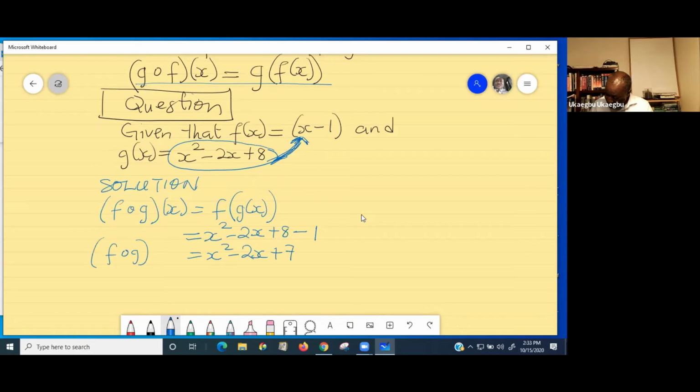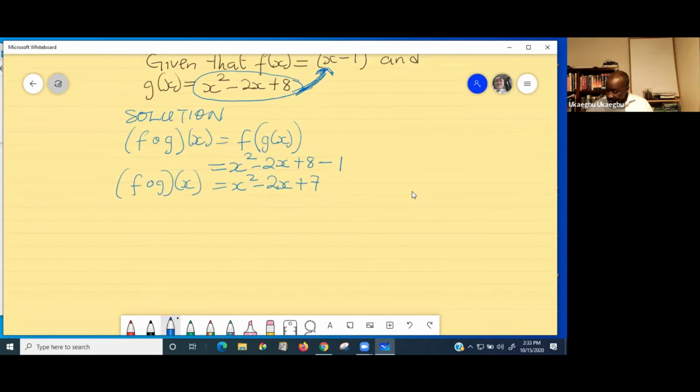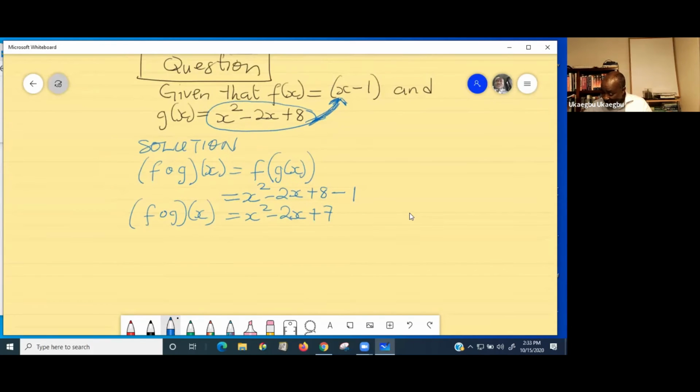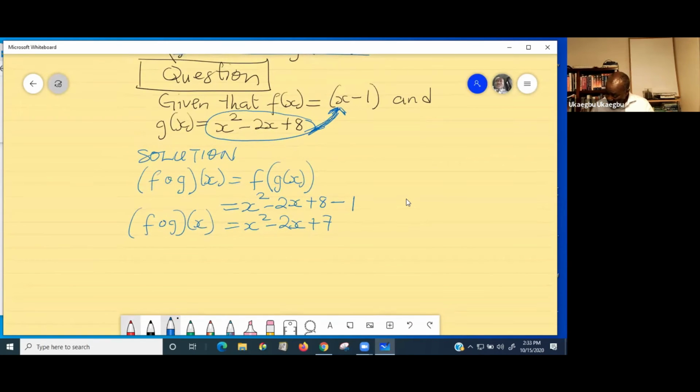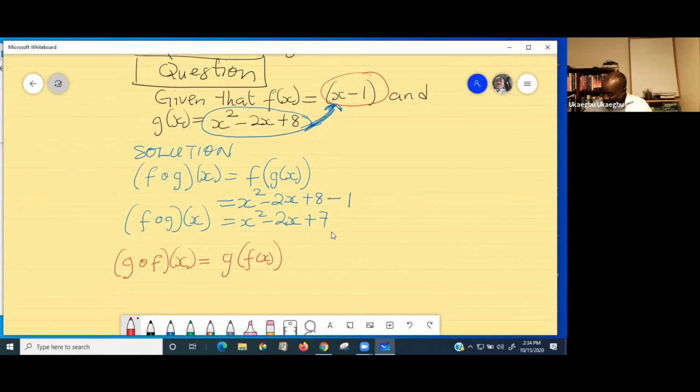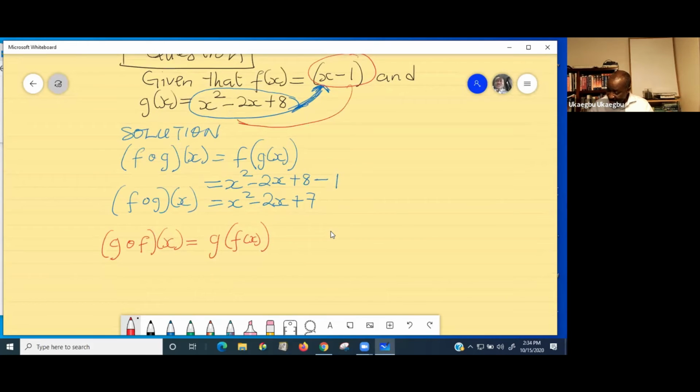F with G is equal to this. On the other hand, if we are doing G, which is the bottom line, the bottom one, if we are doing G with F, so that's going to be G F of X. And that means we are taking exactly all these. So I'm putting it wherever we have X here.